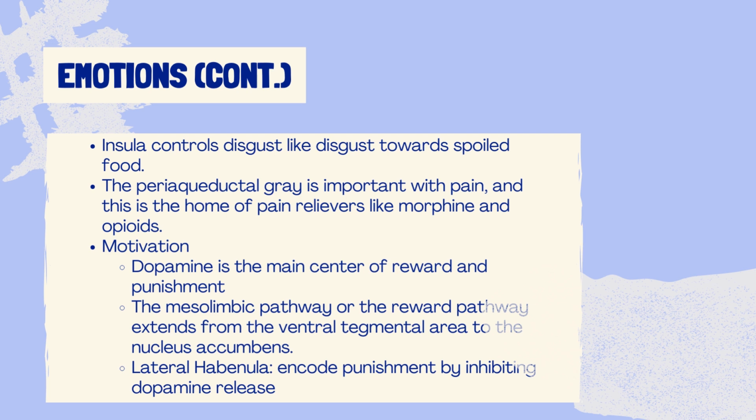The lateral habenula is basically there to encode punishment by inhibiting dopamine release. This basically does the opposite of dopamine, and it just inhibits the dopamine from doing what it wants to do. So for example, people with an active lateral habenula would experience punishment or some kind of disadvantage by eating candy, even if they like candy.